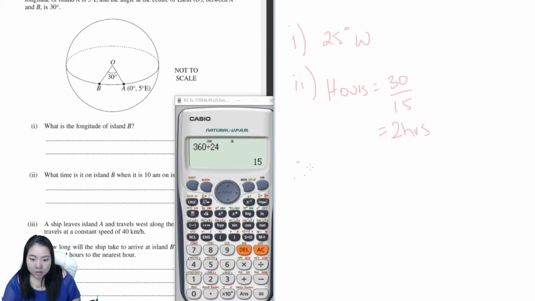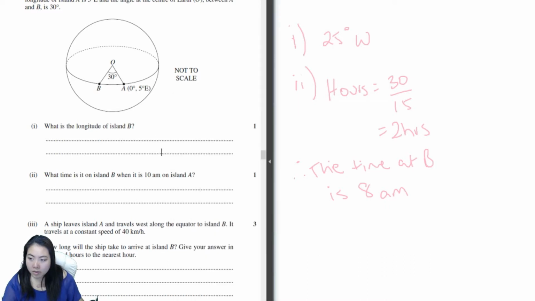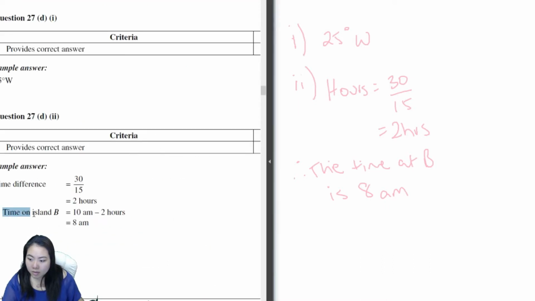Therefore, the time at B is 8 a.m. Let's check on that. Time on Island B is 8 a.m.